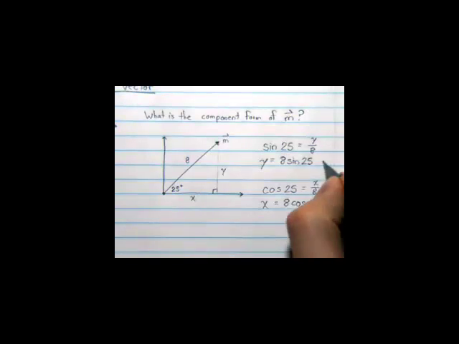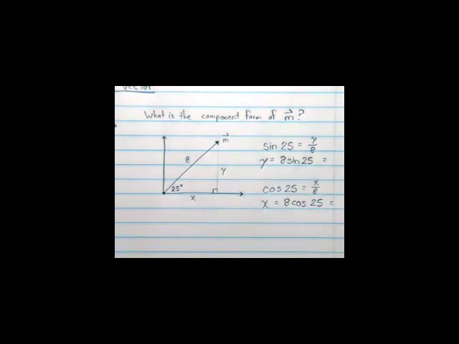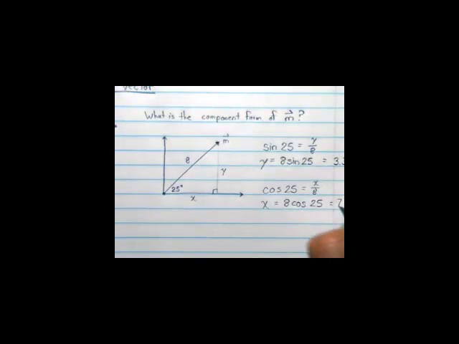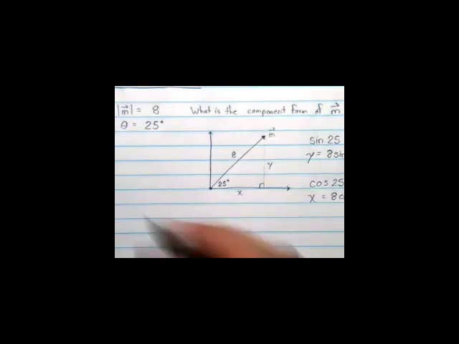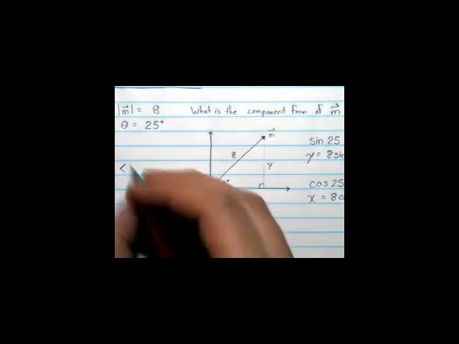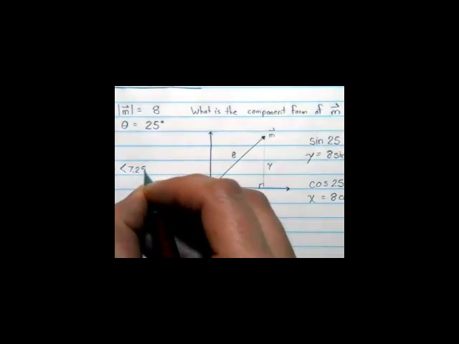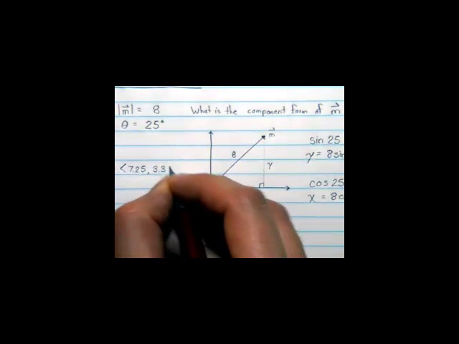So, let's actually figure these out, though. What is 8 sine of 25? 3.38, yep. And 8 cosine of 25 is 7.25. All right, so this vector m in component form, let's see, the x always comes first. So 7.25, comma, 3.38. That would be your answer then.